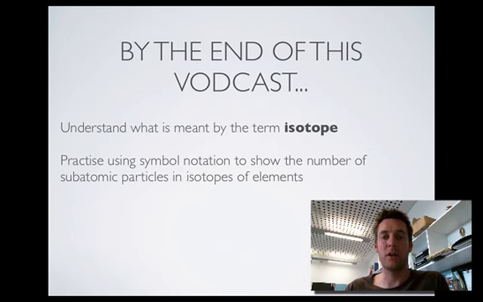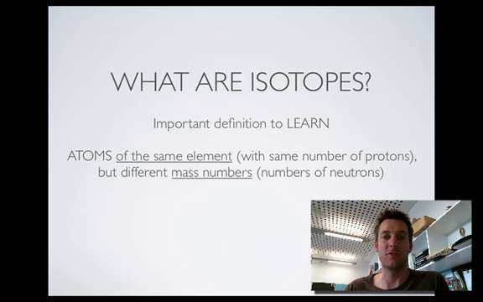By the end of this film, you should understand exactly what's meant by an isotope, and you should be able to use the symbol notation that we've been practicing with to describe the number of particles in isotopes. Okay, so here we go. It's really just a few examples and one really important definition. Okay, and here it is.